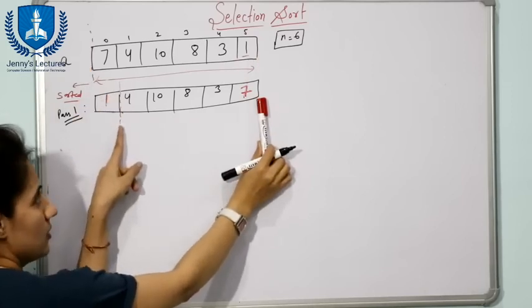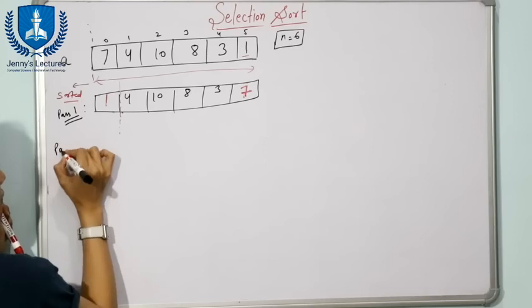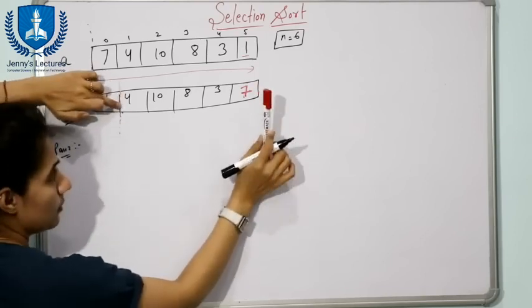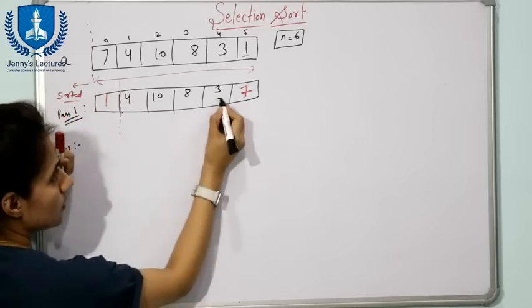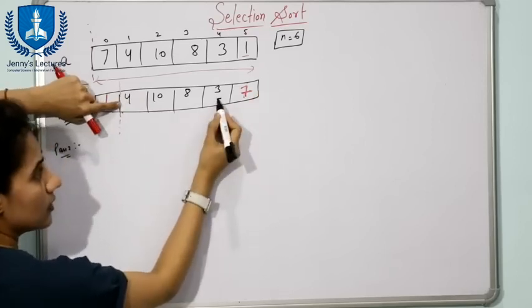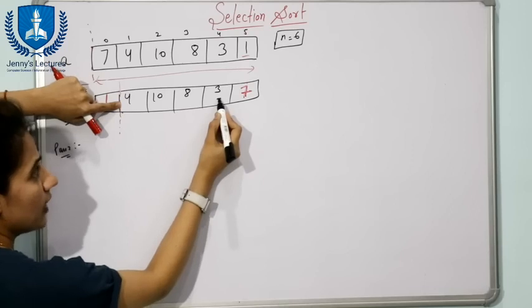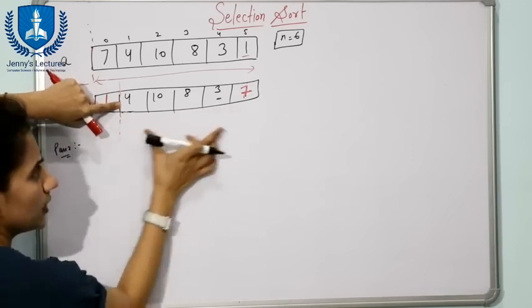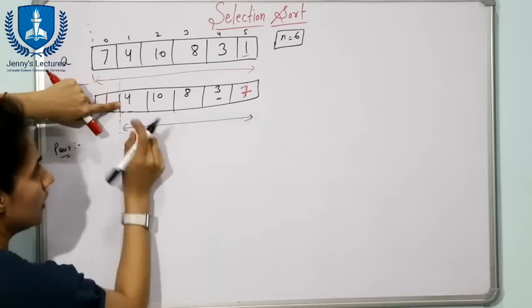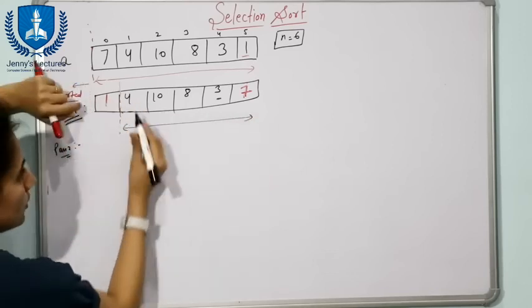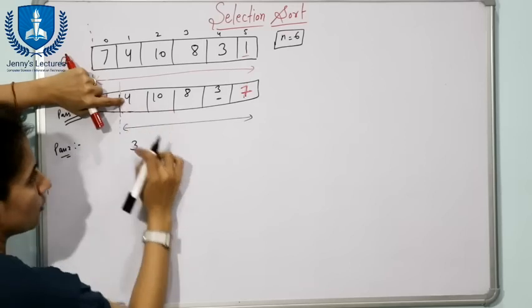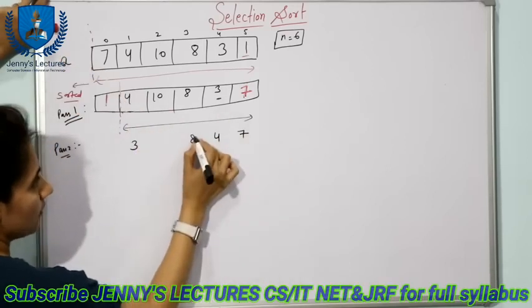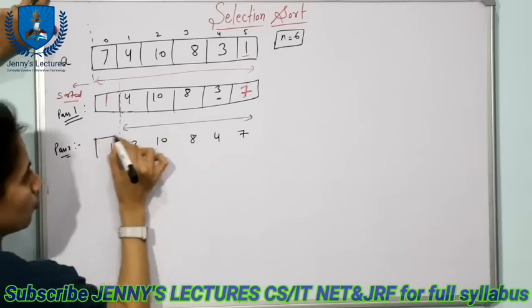Now the next step is what? In pass 2, what will you do? Same step: from the unsorted sub array find out the minimum element. The minimum element is this 3, and swap this 3 with the element which is at the beginning of this unsorted sub array. At the beginning of this unsorted sub array the element is 4. So what will you do? 3 would be at the place of 4 and 4 would go to the place of 3, and the remaining elements are as they are: 7, 8, here we have 10, here we have 1.